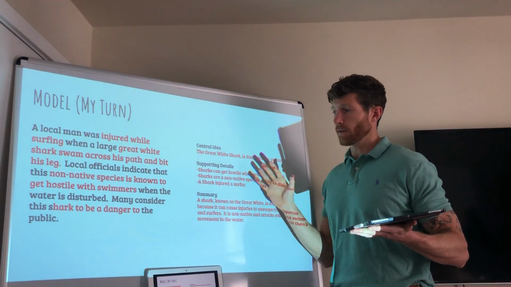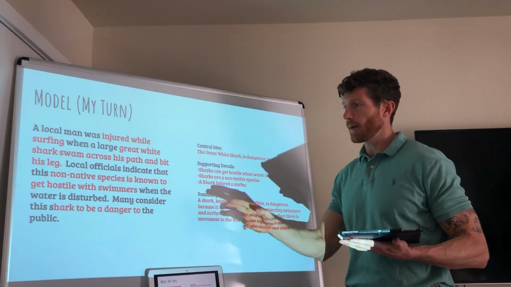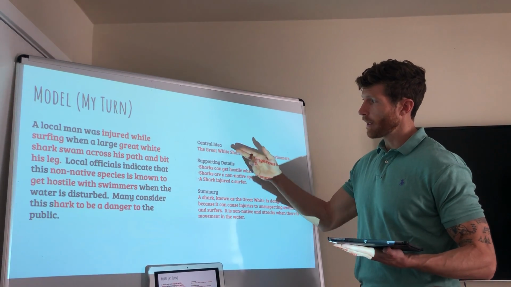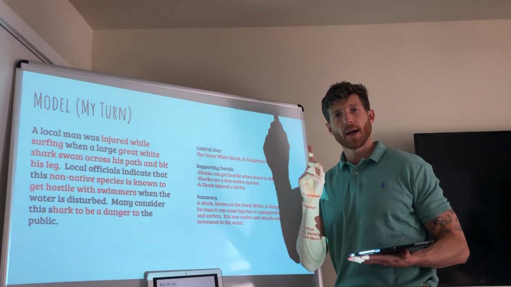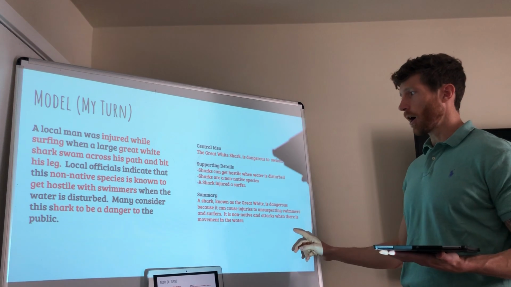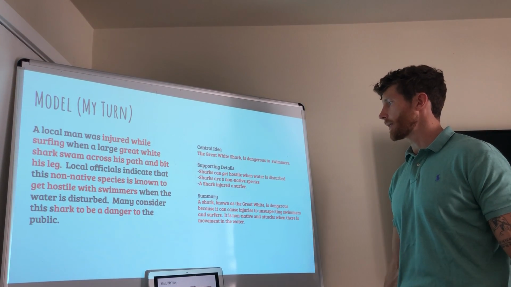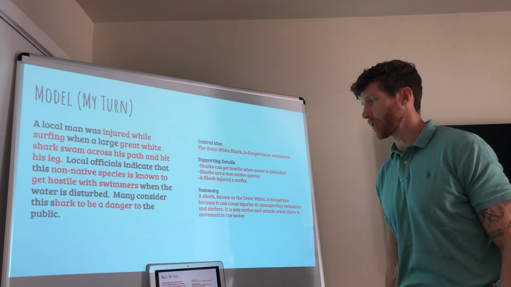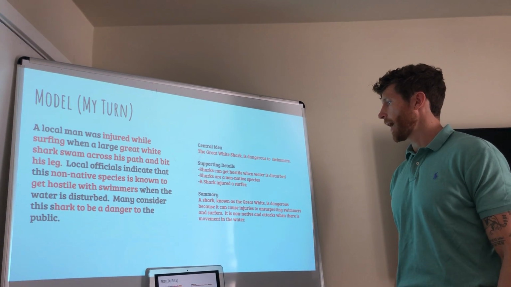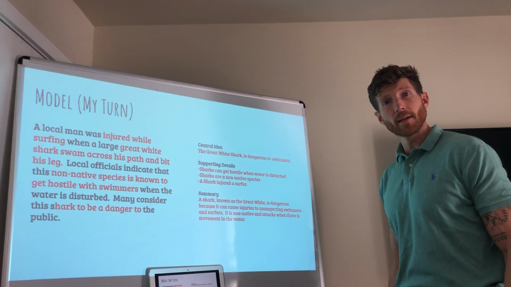So, after walking through all those steps, doing multiple reads, filling in my central idea and supporting details, I came up with the summary. A shark, known as the great white, is dangerous because it can cause injuries to unsuspecting swimmers and surfers. It is non-native and attacks when there is movement in the water.